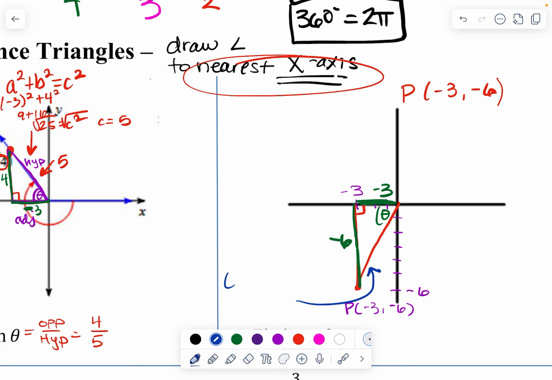Remember that it's going to be a squared plus b squared equals c squared. So this becomes 36 plus 9 equals c squared. So c equals the root of 45. We're just going to leave it just like that. Don't worry about simplifying it for now.